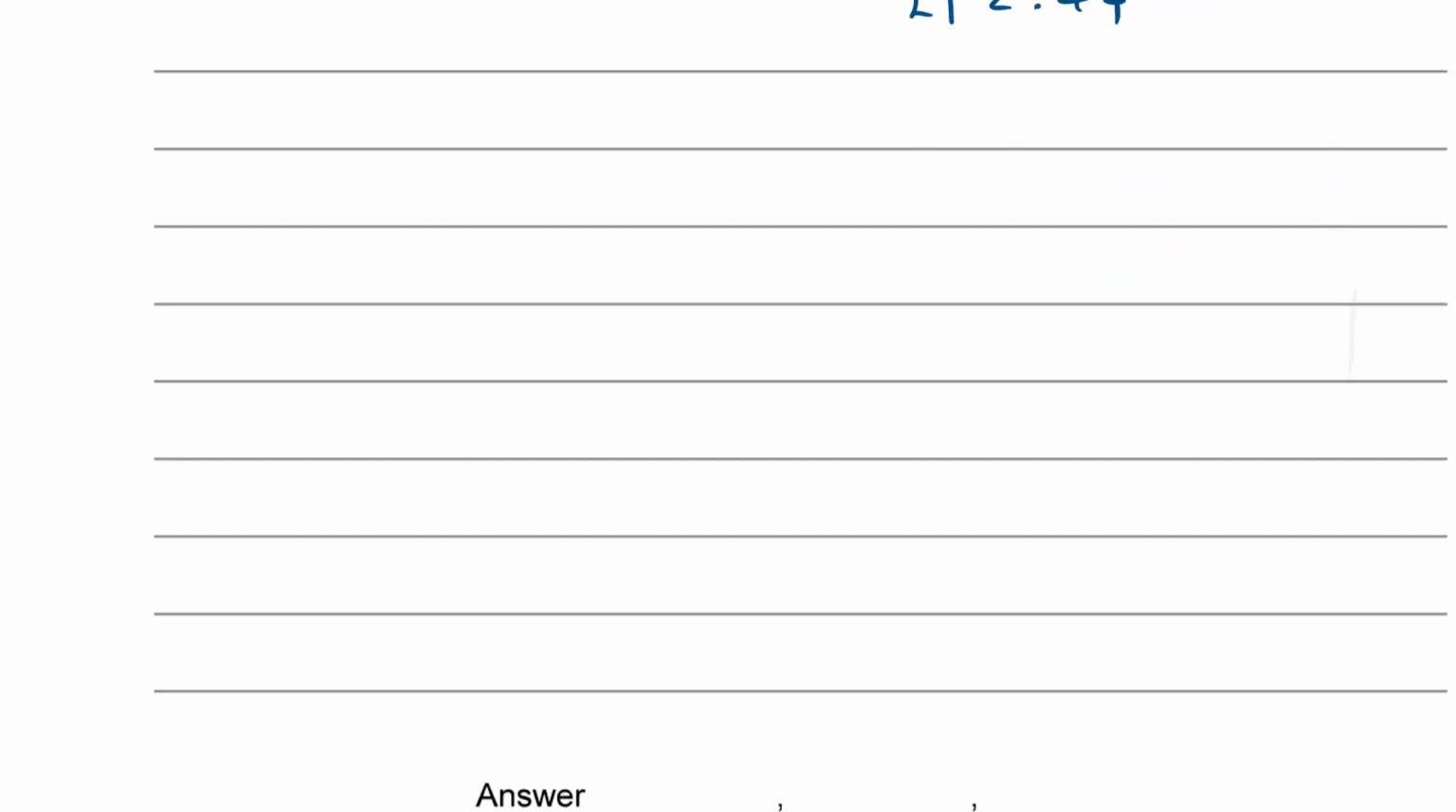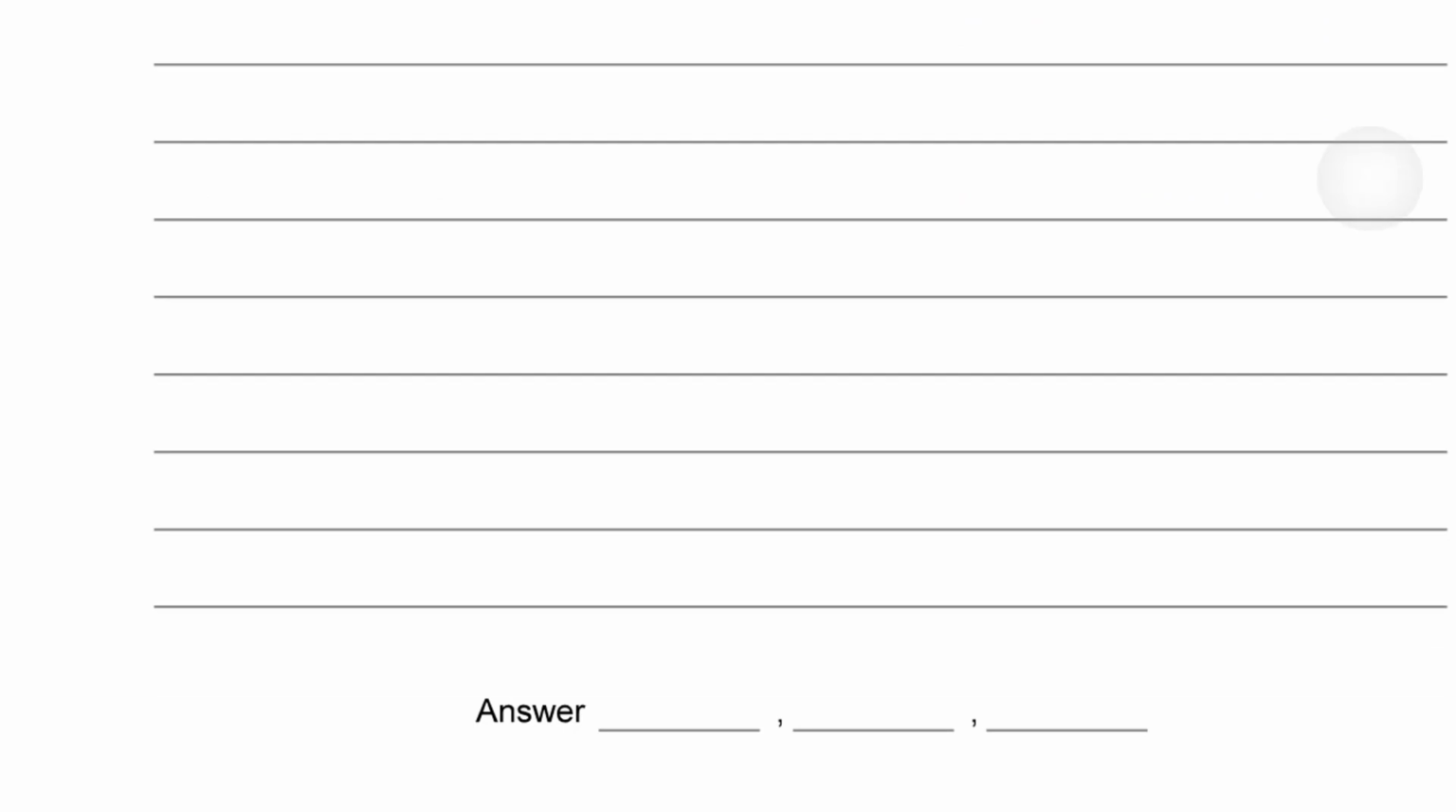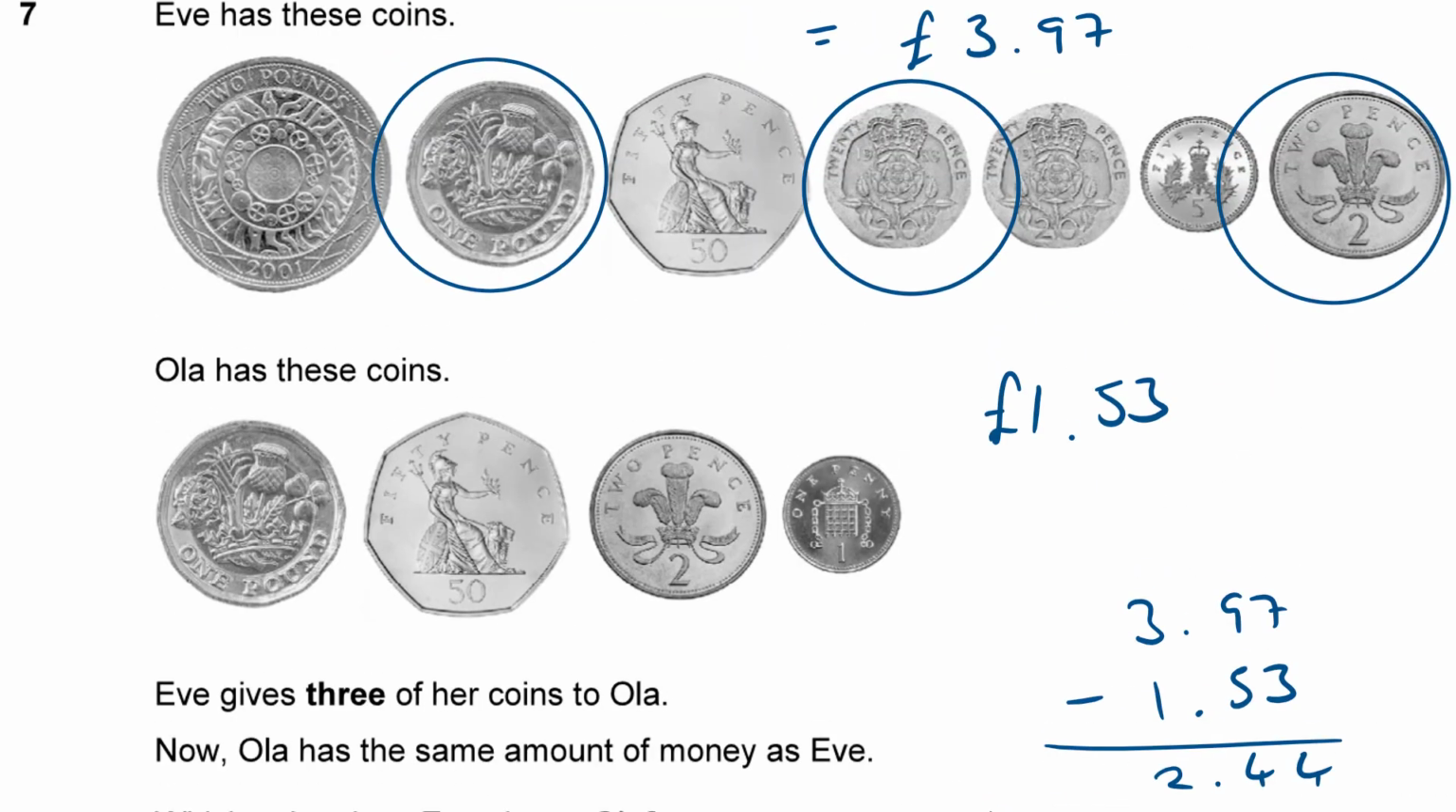Okay, so how am I going to write that down? Oh, I need to write it down in the answer box. So she's given her a pound, a 20p and a 2p.